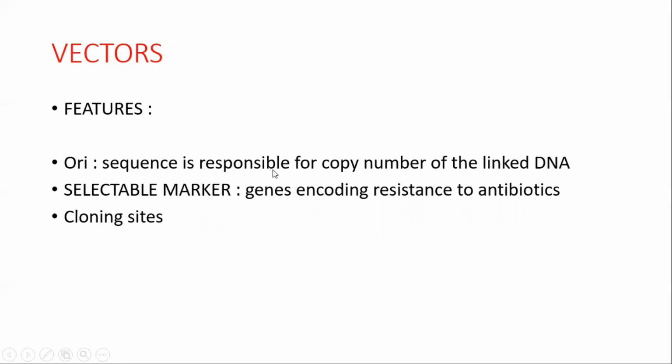Notice the selectable marker. Genes encoding resistance to antibiotics are going to be a selectable marker. Selectable means you're going to choose. A marker is any substance that is going to help in a particular phenomenon or a particular observation. So a selectable marker helps us to identify whether the foreign piece of DNA has actually been incorporated into this. I'll explain it with the cloning sites. So what does a selectable marker mean? Genes encoding resistance to antibiotics are a selectable marker.